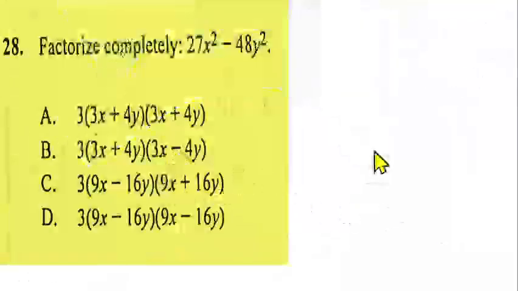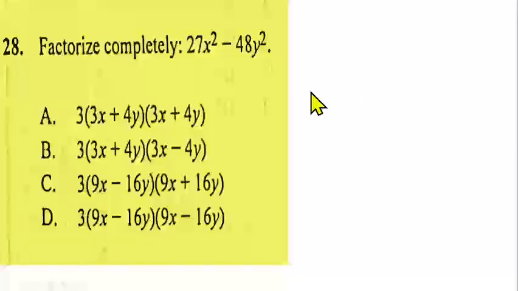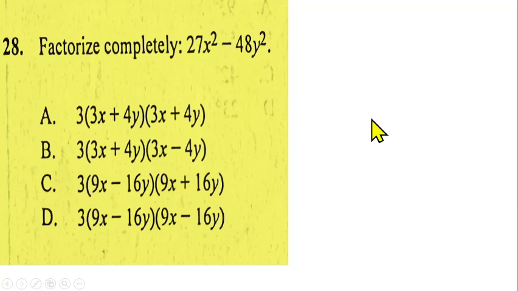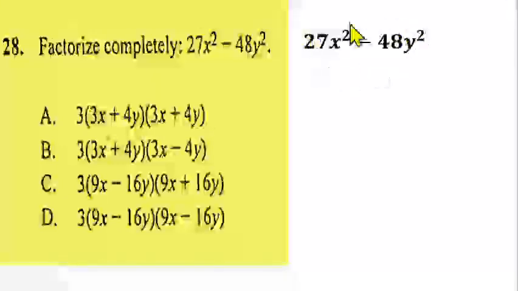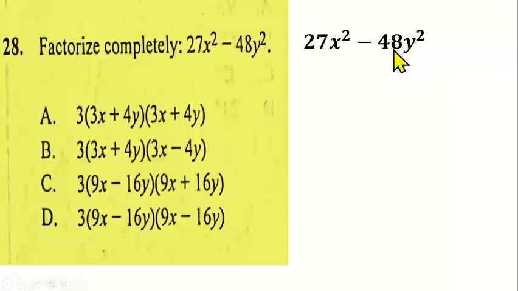Question number 28 is from a quadratic expression. We have to factorize this completely. We have 27s squared minus 48y squared. We would have called this a difference of two squares, had it been that 48 is a perfect square and 27 is a perfect square. But 27 and 48 are not perfect squares, so you cannot use difference of two squares yet.